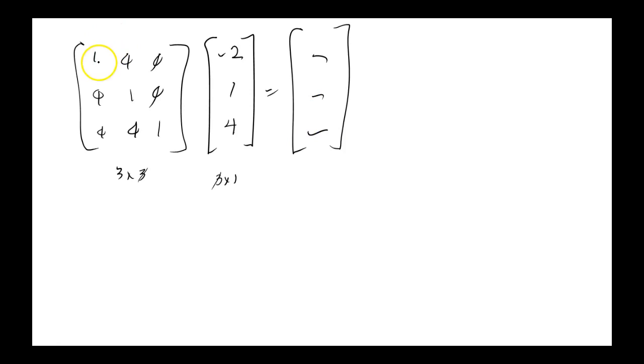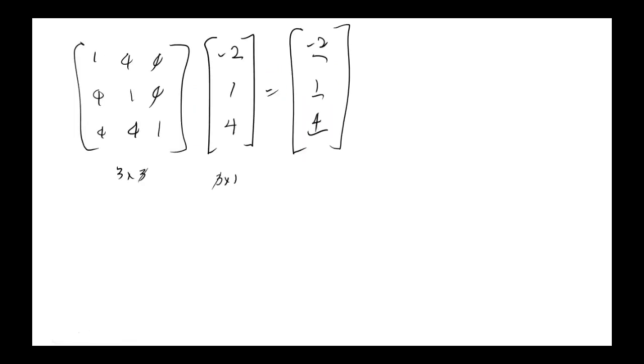Okay, let's do it. Negative 2, 1, 4. Hey, that was pretty easy. Don't you want about 15 of those on the test? Okay. So sure enough, that's a 3 by 1, and it's identically what you multiplied the identity matrix by. Okay.